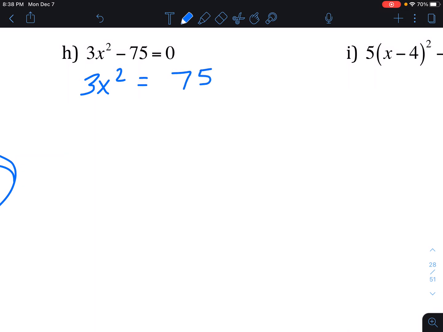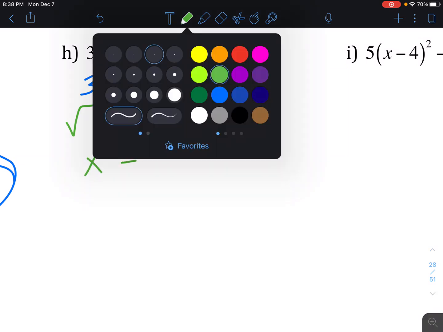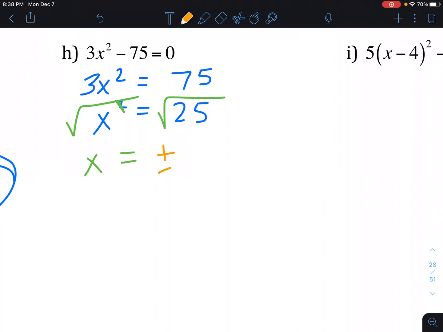Then you should divide both sides by 3 to get x squared equals 25. And now you can square root to get rid of the exponent. So we'll have x equals, make sure to throw in your plus minus in the beginning, and then square root of 25 is 5. So 5 and -5 are your answers.